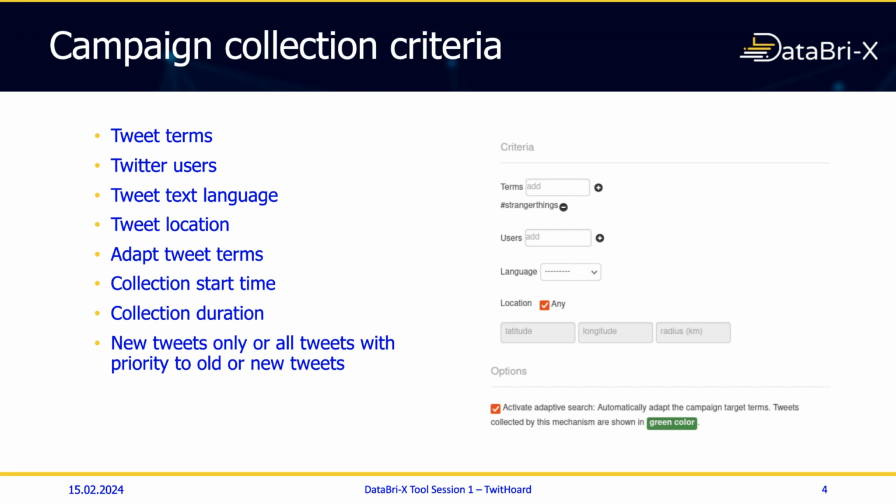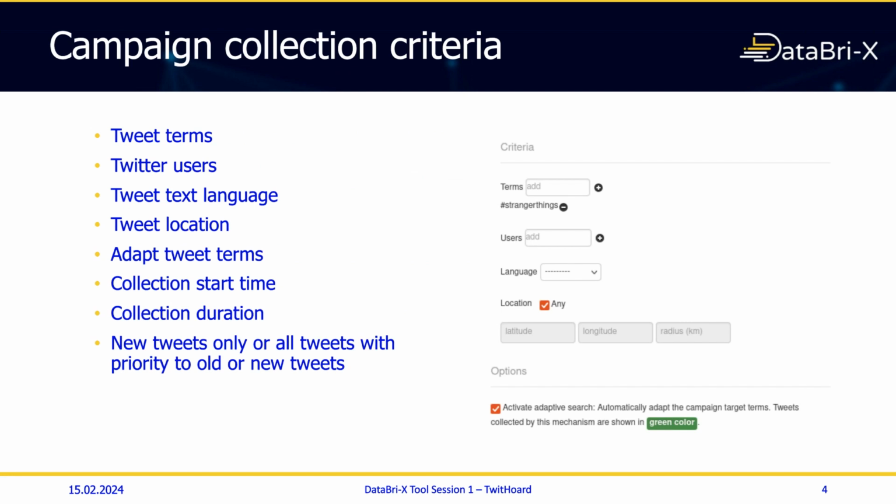So the first step in order to begin a campaign is to specify the criteria of the campaign. The user can specify the tweet terms to track, terms that appear in tweet texts. The user can also specify Twitter users that the user needs to have tracked regarding their posts. Also, the text language can be specified, the tweet location, and an interesting ability is the ability to adapt tweet terms to extend the specified terms by terms that are deemed relevant by the engine, relevant to the terms already specified. So these are automatic terms that are added and removed as the campaign progresses.